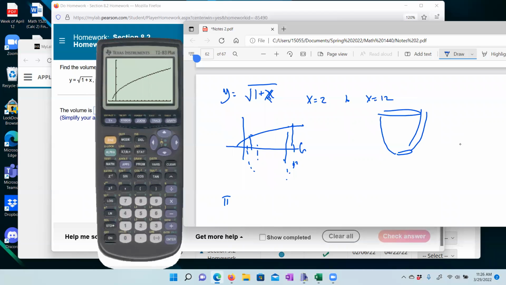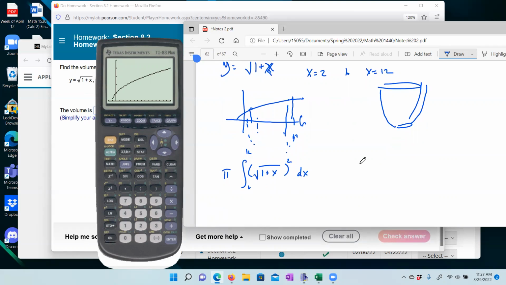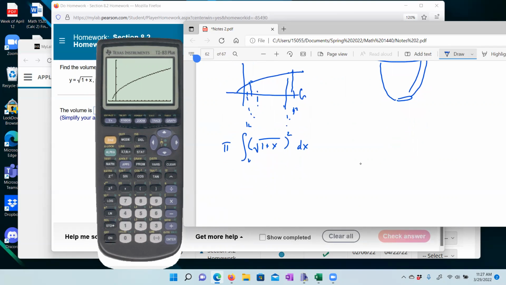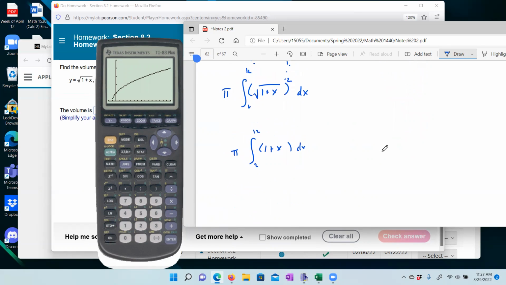So this is pi from 2 to 12 r squared. So that's going to be the square root of 1 plus x squared dx. Okay, so you can see like how these could be a little bit easier, they could be a little bit harder. Okay, so we're going to end up with square to square root. So this is pi from 2 to 12, 1 plus x dx. All we did was square the square roots. Now we have to integrate.